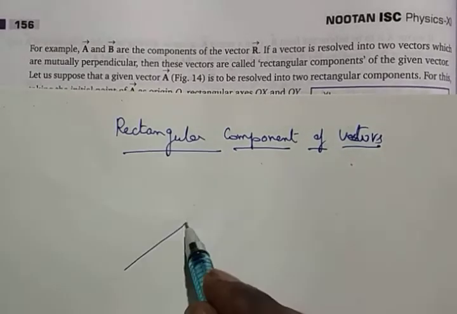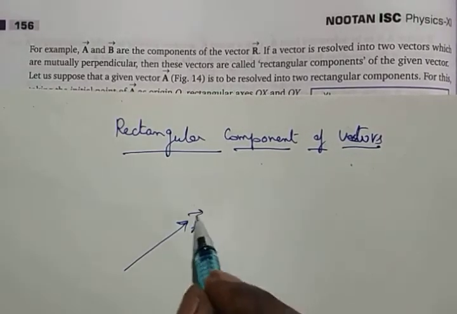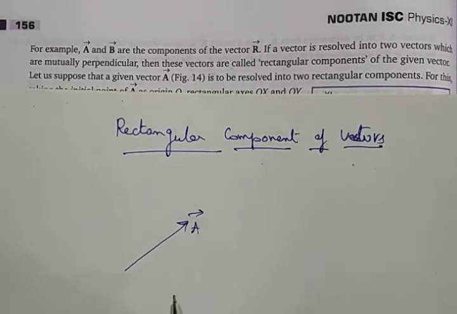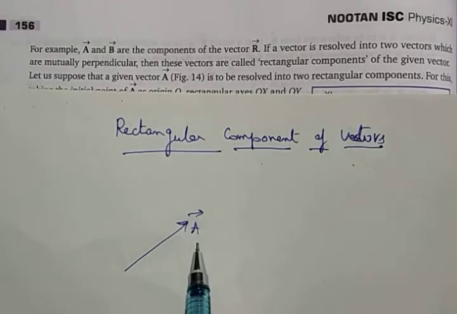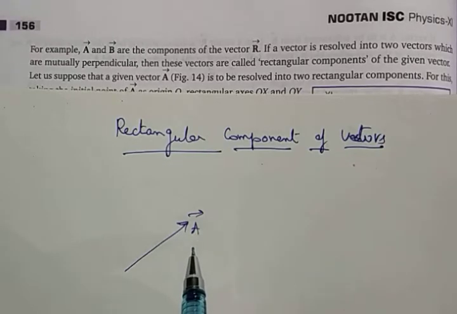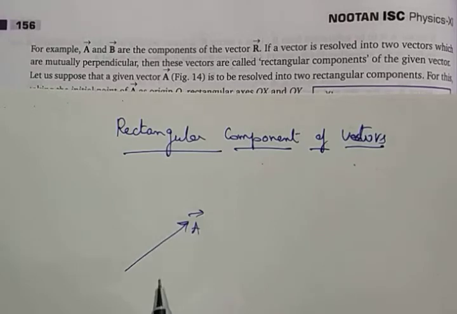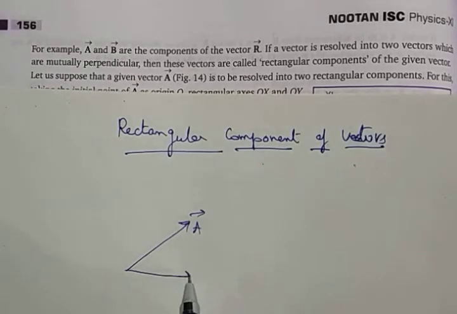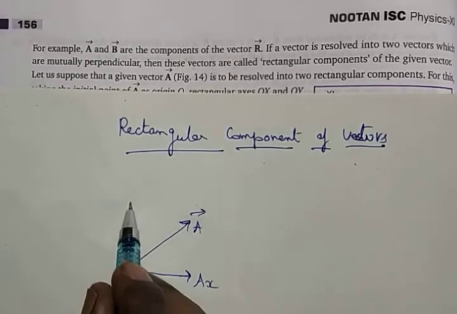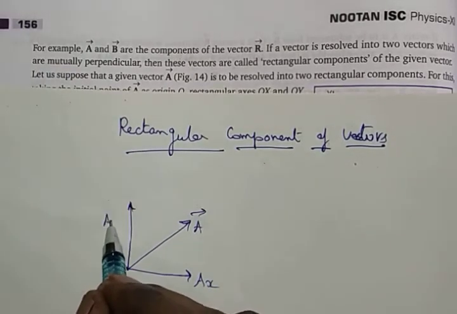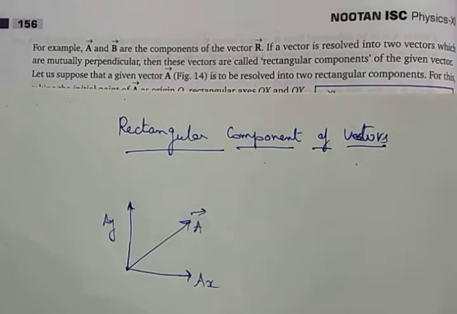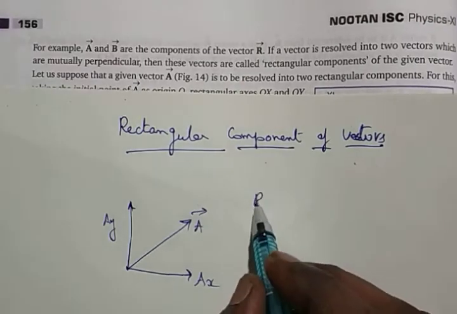If there is a vector A, the process of splitting this vector into two components which are at right angles to each other is called the rectangular component of a vector. You can split this vector into two components, this one called AX and this one called AY. It can also be called resolution of vectors.